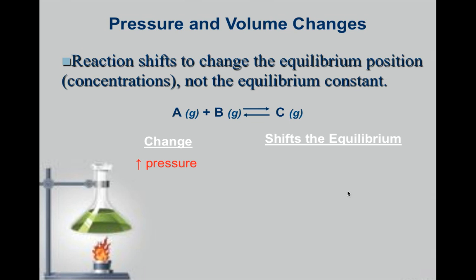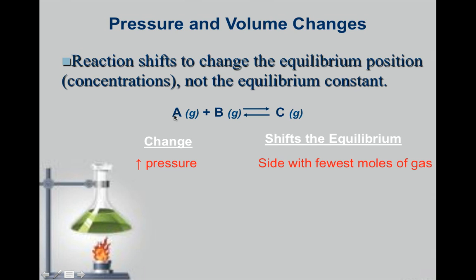But first of all, pressure and volume are only going to affect gaseous reactions. Okay, so notice here I've got A plus B, which are both gases, goes to C. So if we increase the pressure, it's going to shift to the side with the fewest moles of gas. So you are going to need to know how many moles of gas are on each side of the reaction. So remember that the coefficients represent the number of moles.